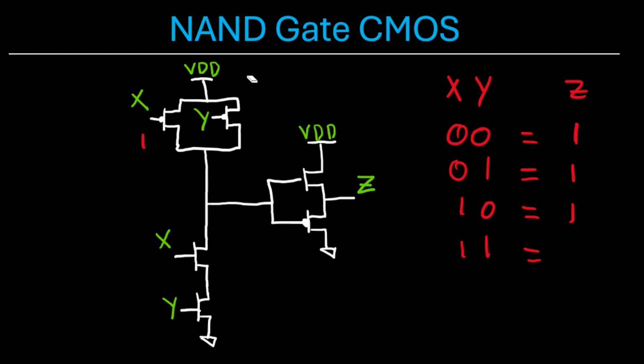Now lastly, if we input 1, 1, these two PMOSs will be off, so there's no connection from VDD down here. These two NMOSs will be on, connecting ground to the gate of these two transistors, which turns this PMOS on and connects our Z to ground, giving us an output of 0. So again, you'll see how this maps directly to our NAND gate logic.